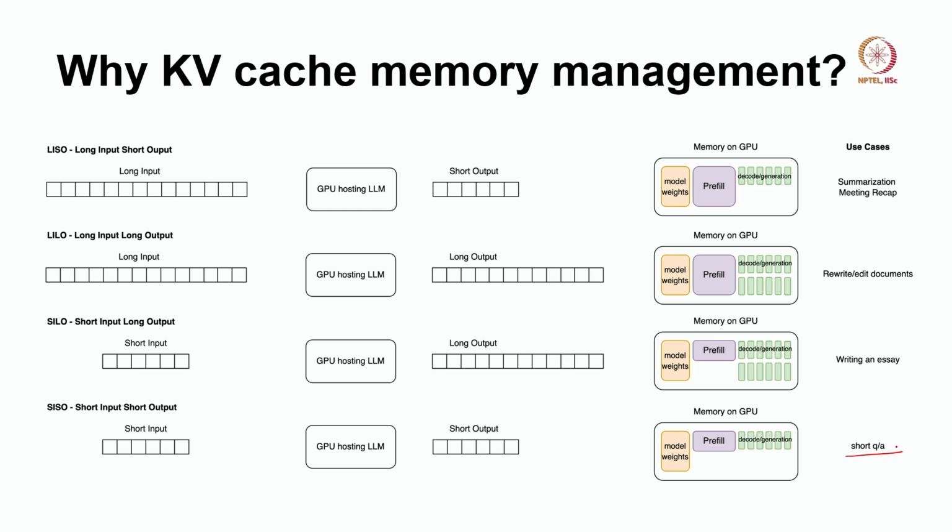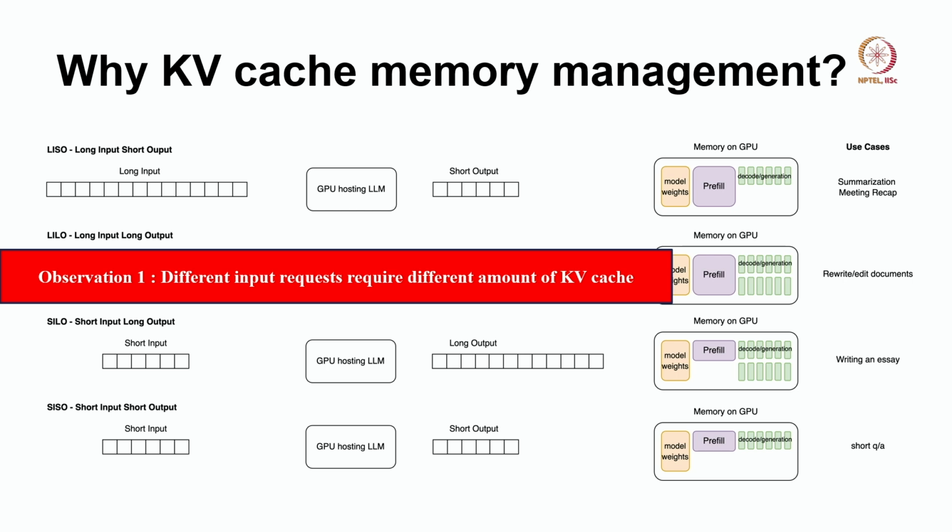So that's a short question and answer type of request, right? For that, both prefill and decode will require a smaller amount of memory in the GPU. But in all these cases, the model weights will require an equal amount of memory. Now, as you can see, different types of request will need different amounts of memory for prefill as well as decode, and that motivates why we need to do KV cache memory management. So that's the observation: different input requests require different amounts of KV cache.